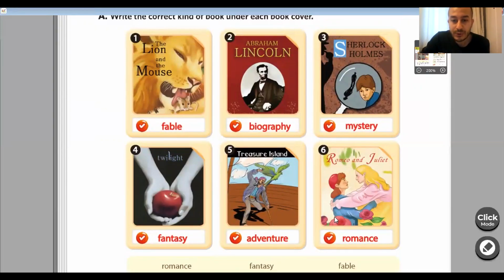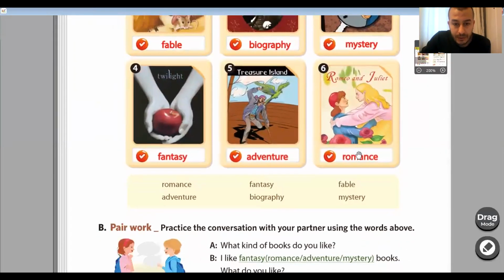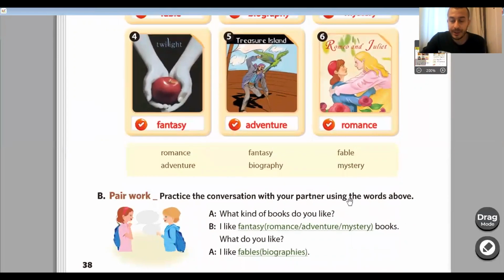Now let's move on to activity B. It says, practice the conversation with your partner using the words above. So you are at home, so you cannot practice this conversation with a partner. So please practice this conversation with one of your family members or relatives. It says, what kind of books do you like? I like fantasy, romance, adventure, or mystery books. What do you like? I like fables or biographies.